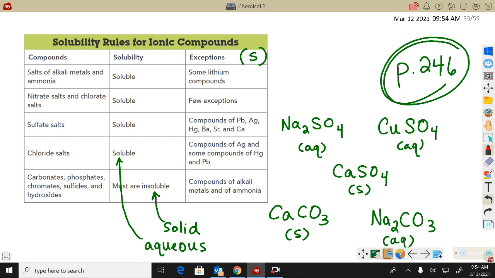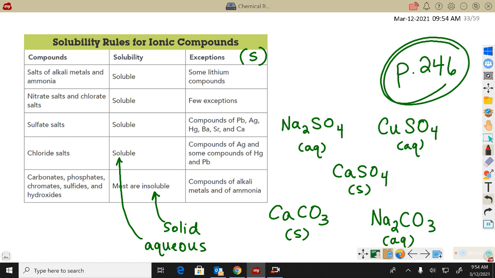So I have potassium phosphate. Potassium is an alkali metal. It's a group 1 alkali metal. And it says that salts or ionic compounds of alkali metals are soluble. So yep, that would be right. That anything with potassium should be aqueous.